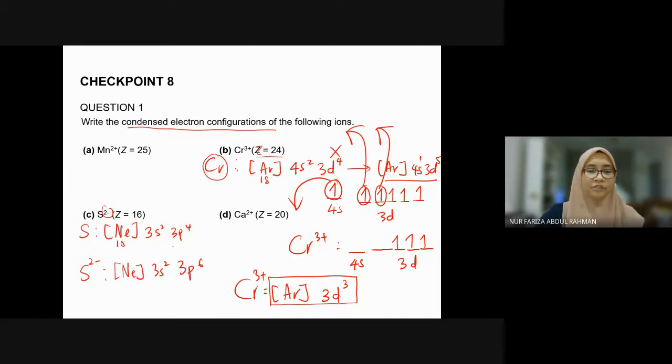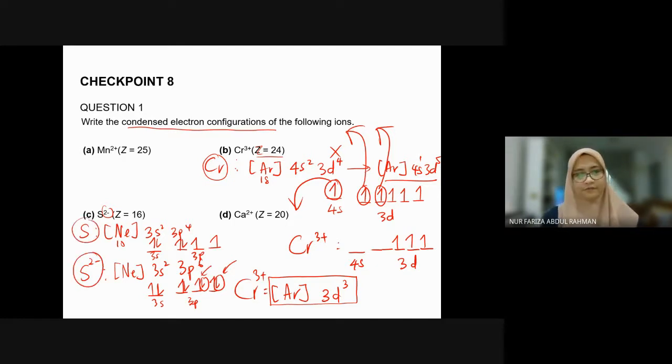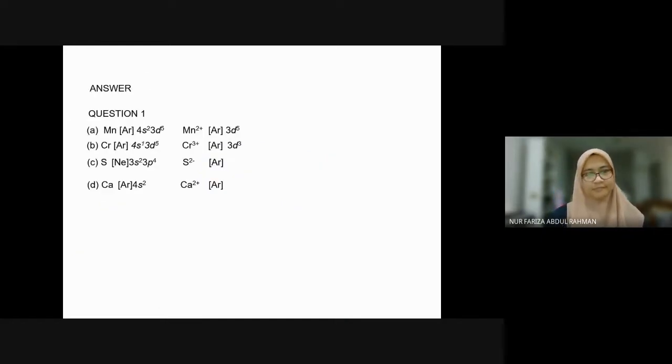Okay, if we were to use the orbital diagram, so 3s. So this is the original. When it accepts 2 electrons, it becomes 3p: 1, 2, 1, 2, 3, 4. This is the original one. This is the additional one. The one that I circled is the additional, meaning it comes from outside. So this is S2 minus, and this is the sulfur atom. Right?